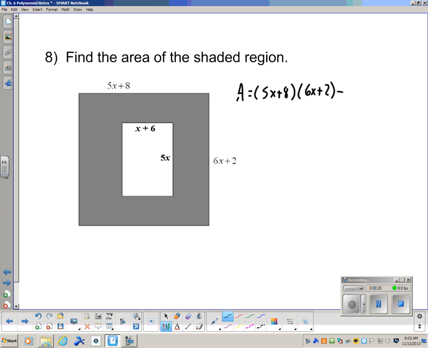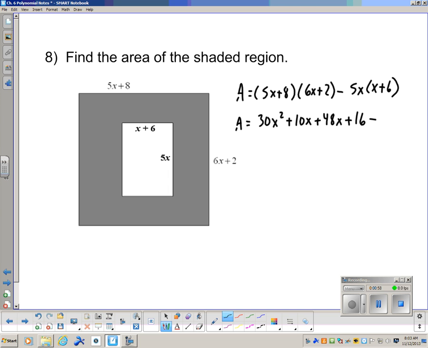And then I got to subtract off the area of the inner rectangle there, which is 5x times x plus 6. So the first part there I'm going to have to FOIL out. First terms here, 5x times 6x, 30x squared. Outer terms, 5x times 2 there is 10x. Inner terms, 8 times 6x is 48x. And last terms, 8 times 2 is 16.